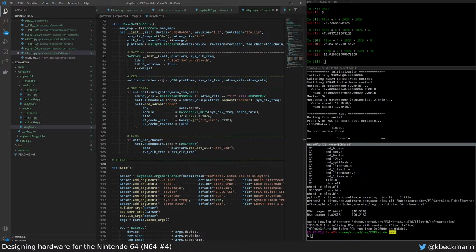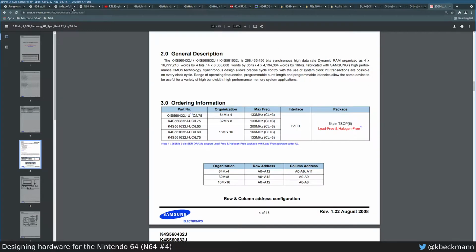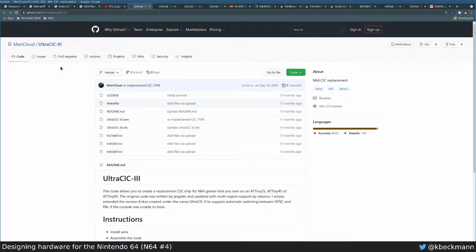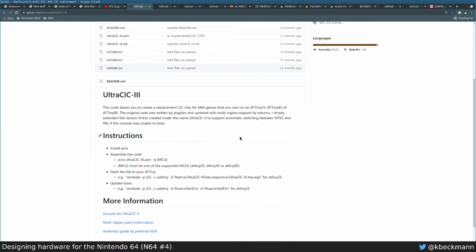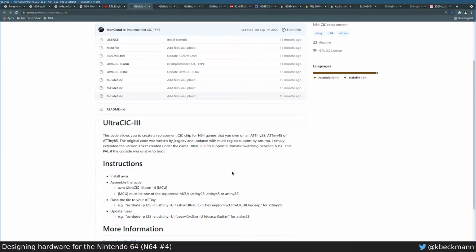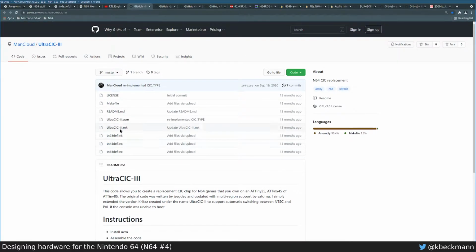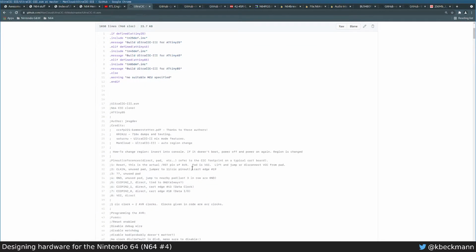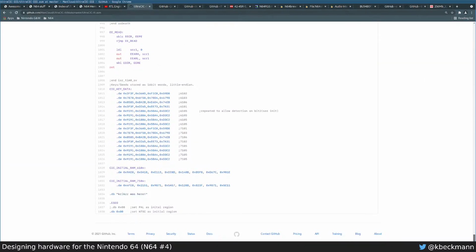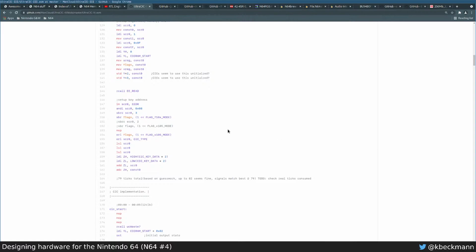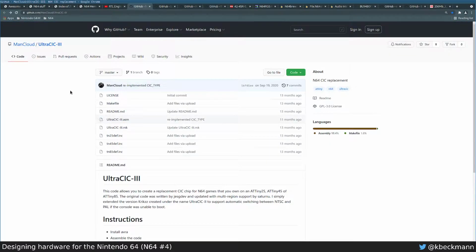So I guess what we can do is to look at a different project that does this already. We have a bunch of approaches that we can take. One is to look at the Ultra CIC 3, which is a CIC implementation for an AVR, but it's written in assembly, and I really don't speak AVR, and the code is like 1,000 lines. So I'm not gonna do that.